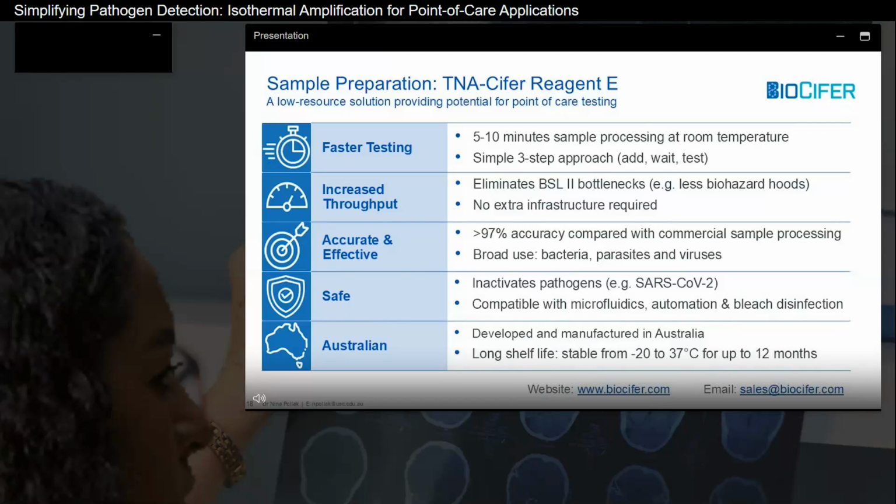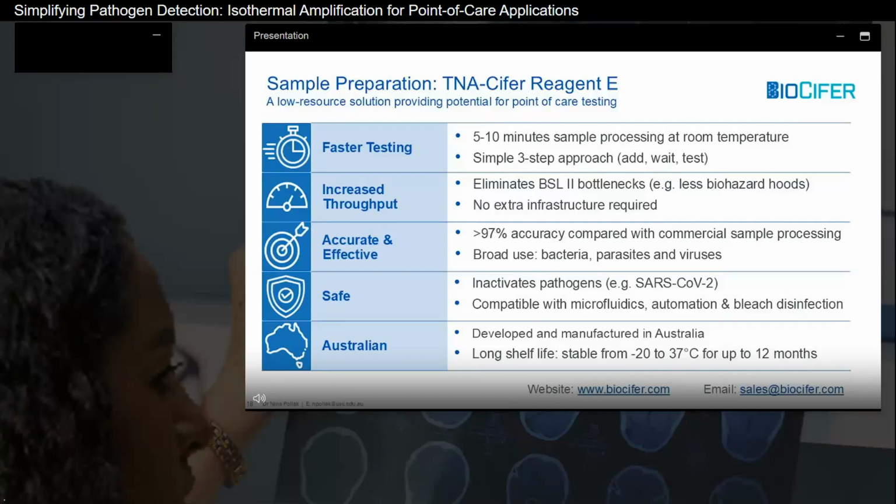Let's talk about sample preparation, and specifically a low-resource solution that has real potential for point-of-care testing: DNA-cipher reagent E. This innovative reagent comes from an Australian biotech company, Biocipher, and for full transparency, I'm one of the co-inventors on the patent. What's exciting about this solution is how it simplifies the entire process. Instead of long, complex workflows, you get faster testing with sample processing completed in just 5 to 10 minutes at room temperature. It's straightforward, a 3-step process: add, wait, and test.